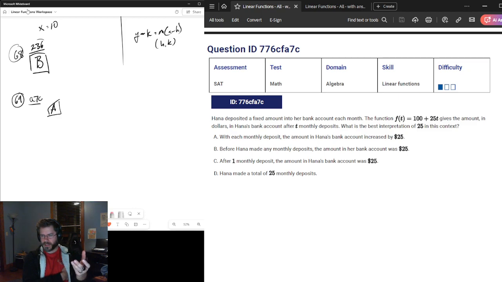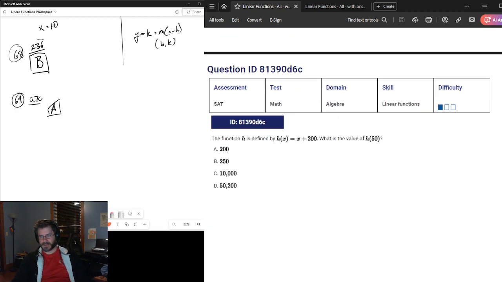B, before her first deposit her bank account was 25. No, that would be the y-intercept, which is 100 in this case. C, after one deposit, her bank account was 25. Now that would be an xy coordinate point. It would not necessarily be represented in y equals mx plus b, so that would be wrong. D, she made a total of 25 monthly deposits. No, that would again be an x coordinate, or in this case, a t coordinate. So not a restriction there.